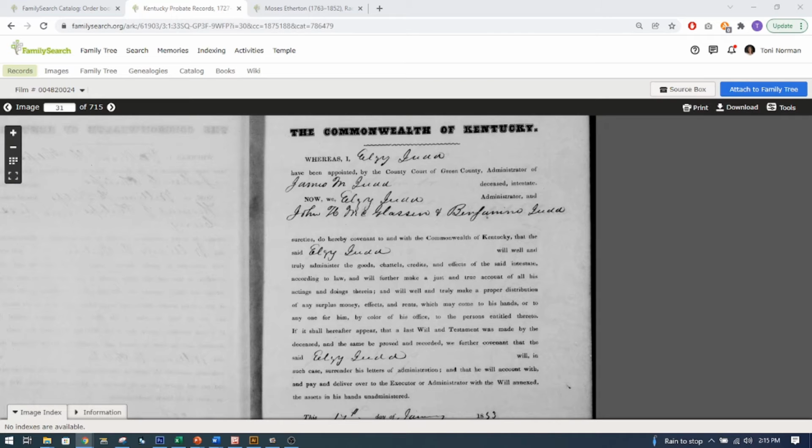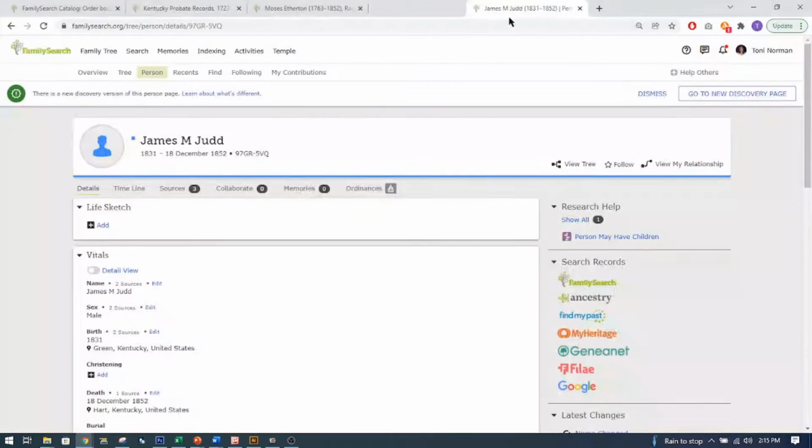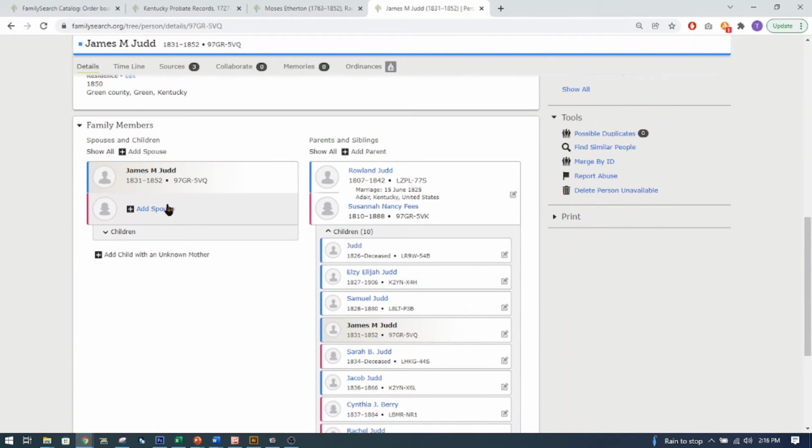So I did leave it up. Okay, let me bring this one over. I found James M. Judd. And let's go, and we see there's no children, but look at, he was like 19, no, he was 21 when he died. So let's look at this one.